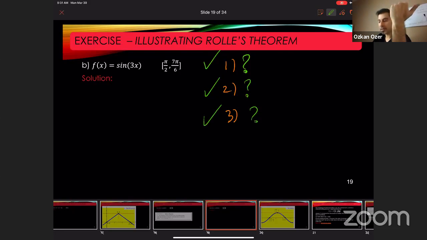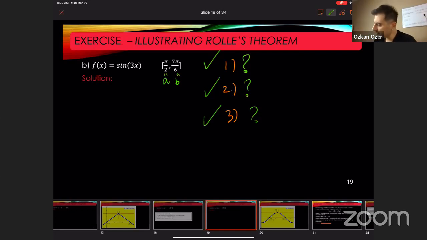So you're going to check continuity on the closed interval. This is your A, this is your B, right? So sine 3x should be continuous on the closed interval pi over 2, 7 pi over 6. And second, f must be differentiable. That means you should be able to take the derivative of the function everywhere in the open interval pi over 2, 7 pi over 6. And lastly, you will check if f of pi over 2 equals f of 7 pi over 6.